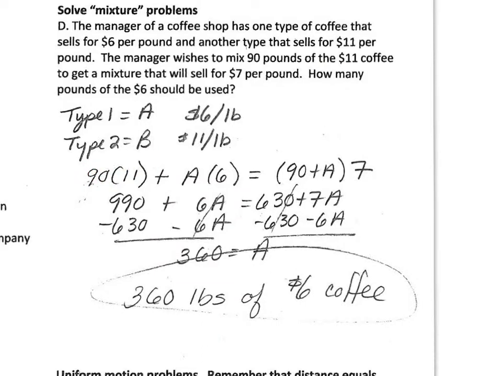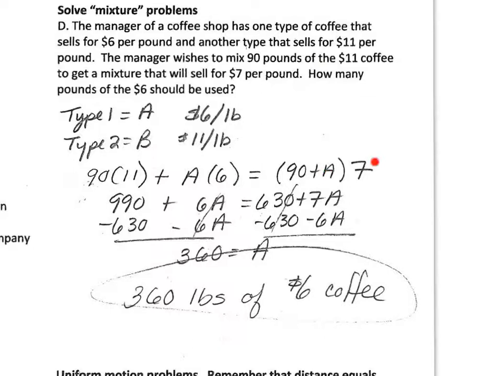This is the amount of weight of the $11 coffee and how much it costs per pound. The amount of weight for the $6 per pound coffee, we don't know how much we have to mix in, so that's A, and it's $6 a pound. And then the total price that we're being charged for this mix of how much of type 1 and type B, you have to have the total amount of coffee that you have, and you have 90 pounds from the first type and A pounds from the second. That's why it's 90 plus A.